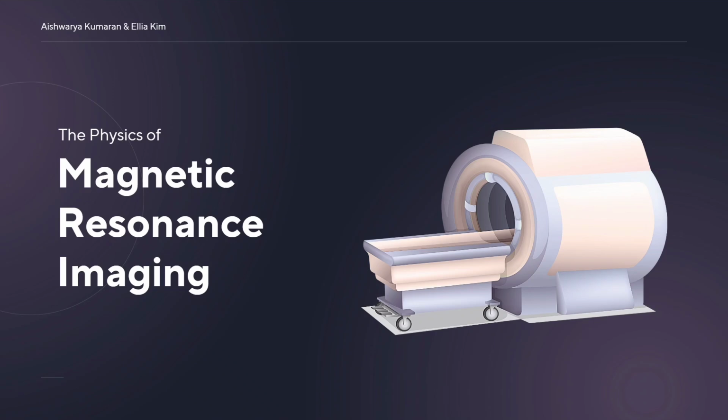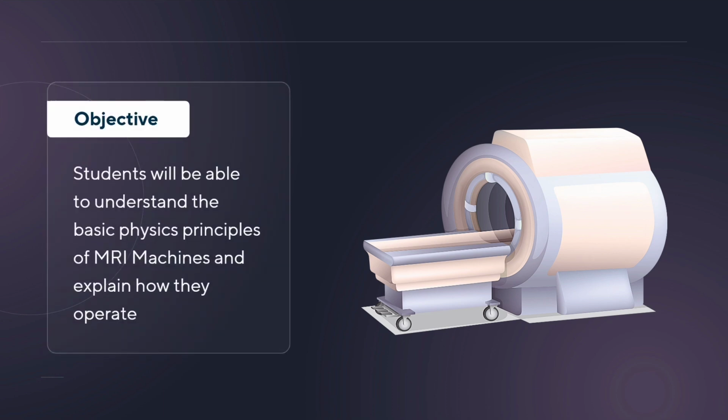Today we'll be presenting the physics behind magnetic resonance imaging, also known as the MRI. So our learning objective today is that students will be able to understand the basic principles of an MRI machine and explain how they operate.